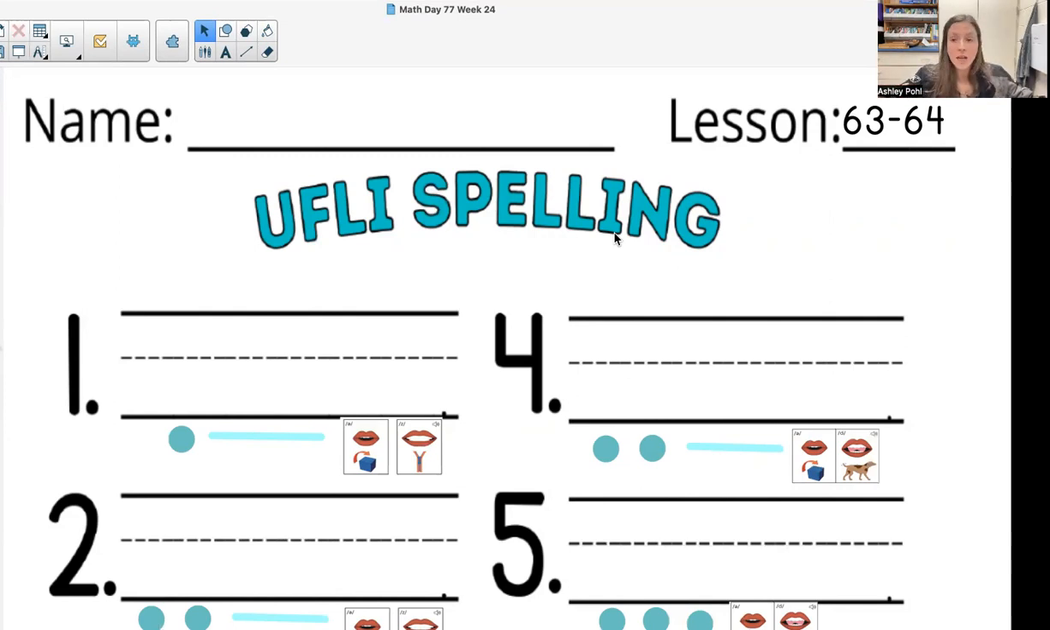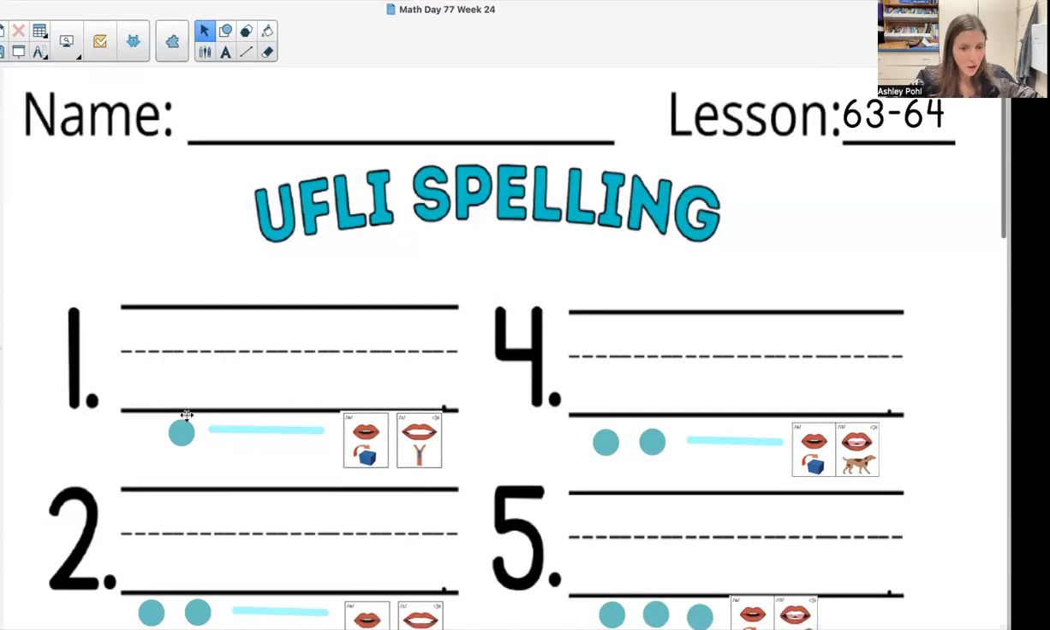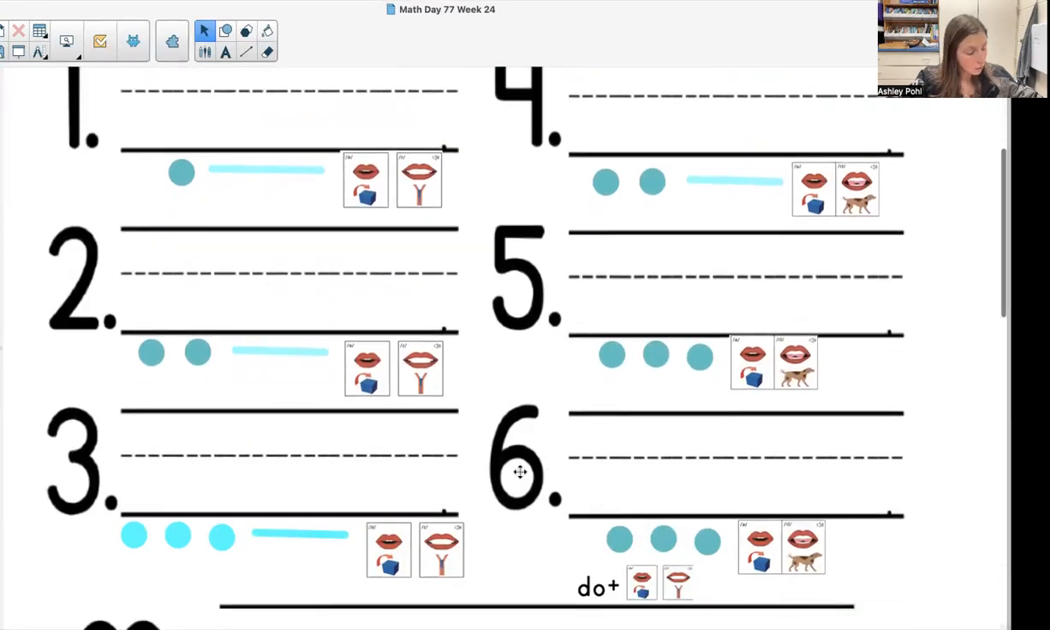Word number 1 is ashes. Ash, es. And I talked about that plural, and we have that sh ending, so we have to add that es. So ash, es. Problem number 2 is the word inches. Inch, es. Inches.